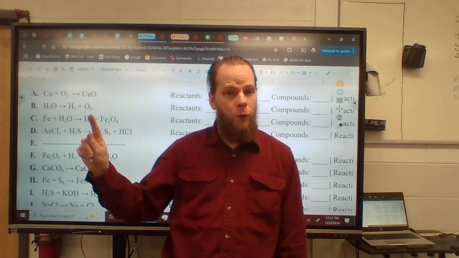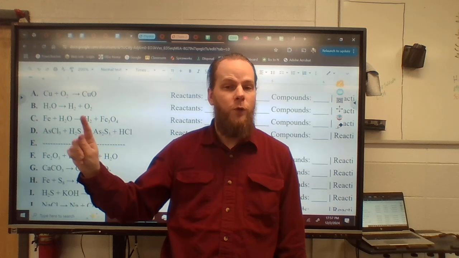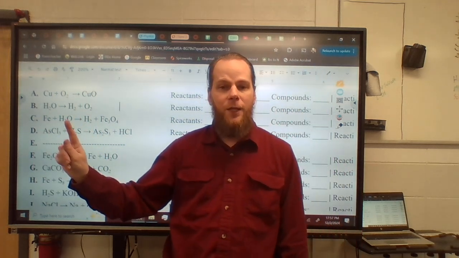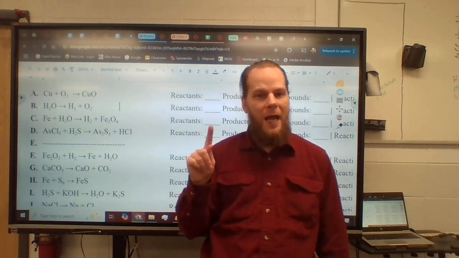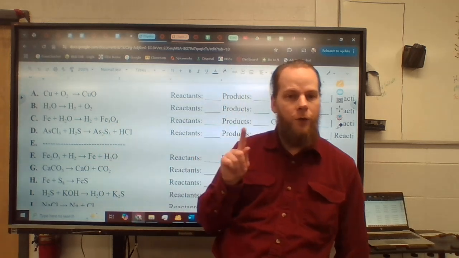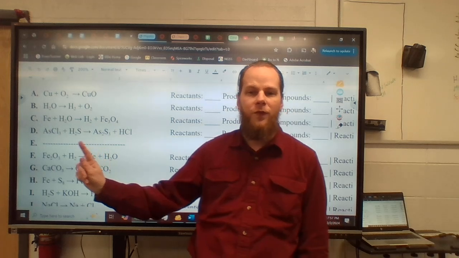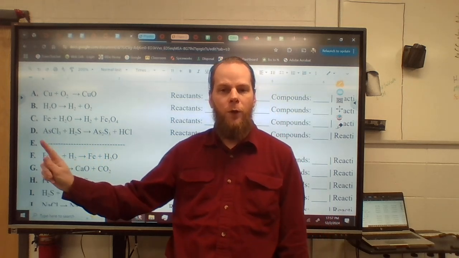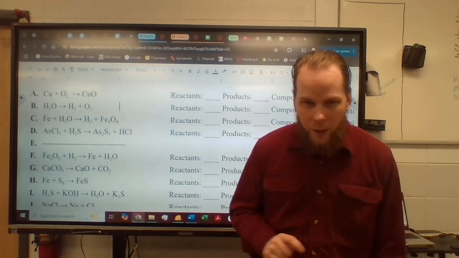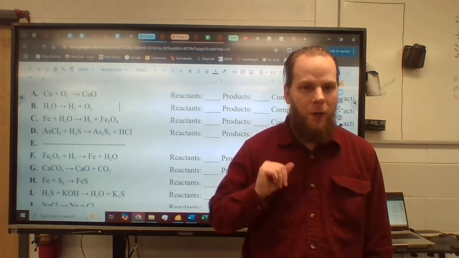H2 and O2 are the only two that the arrow is pointing at, so there's two products. Then Fe and H2O are the two reactants on C. H2 and Fe3O4 are the two products on C. Then here again we have two reactants and two products, so 2 and 2. Okay, that's reactants and products.